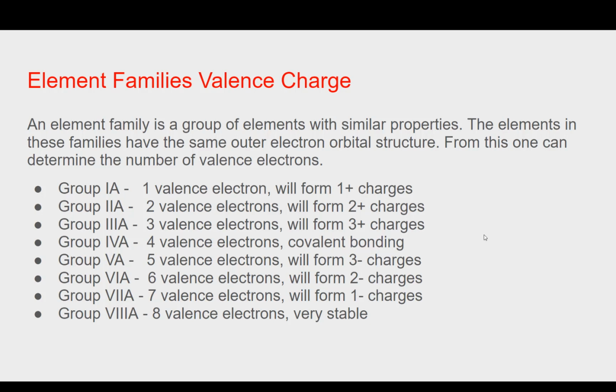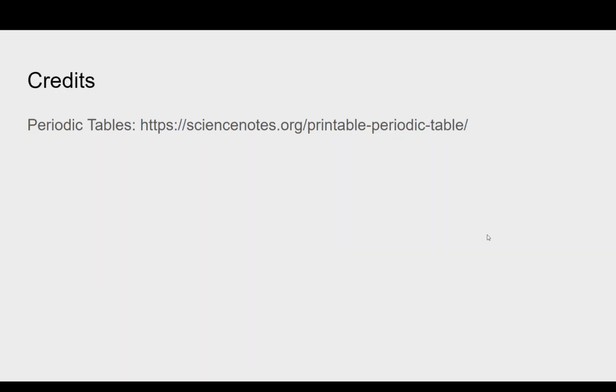When you get down to group 5A, you've got 5 valence electrons, so it's going to want to pull in 3 more, so it's going to form a 3- charge. You can figure group 6A has 6 valence electrons, and group 7A has 7 valence electrons, so it only wants to take in 1 more. And when you get to group 8A, it's got 8 valence electrons, and that fulfills the octet rule, so it's a very stable configuration.